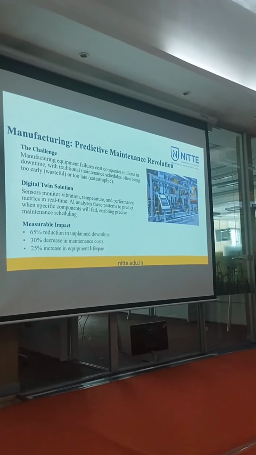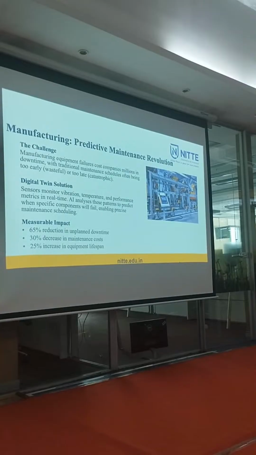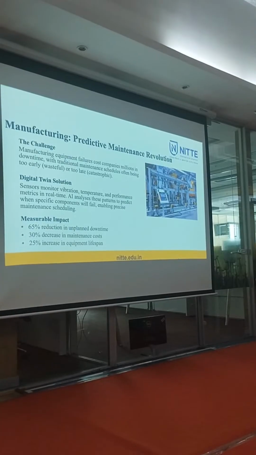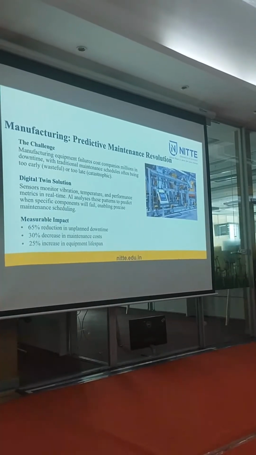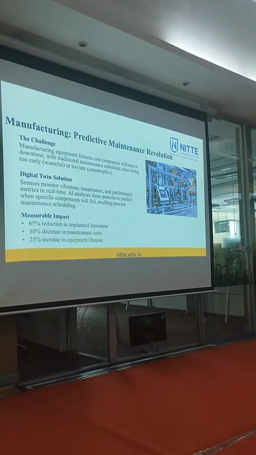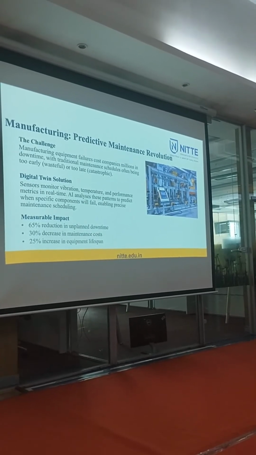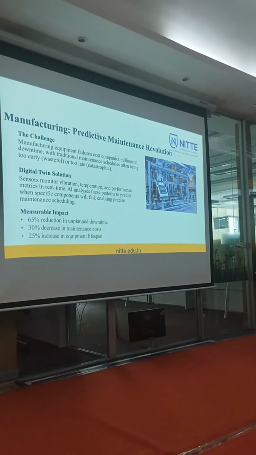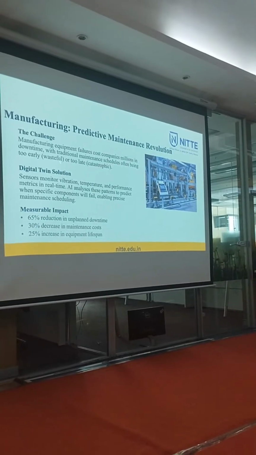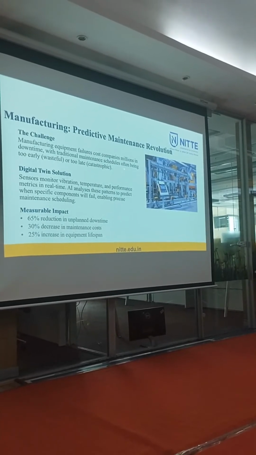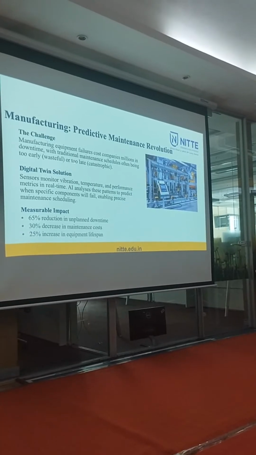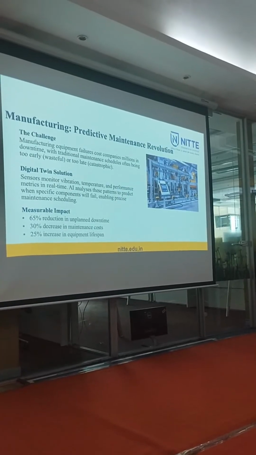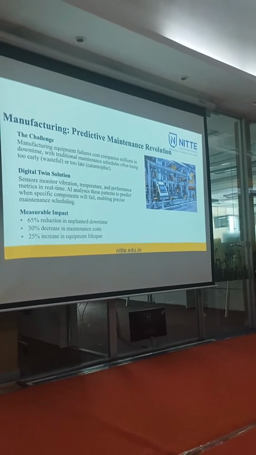Right. So in the manufacturing sector, predictive maintenance revolution. You see there are so many units that cost in crores, in millions, right? So that's when this digital twinning technology comes to life. What exactly is the challenge cited here? Manufacturing equipment failures cost companies millions in downtime, with traditional maintenance schedules often being too early, wasteful, or too late. Both things, no extremities, right? So that's when we go with a digital twin solution.